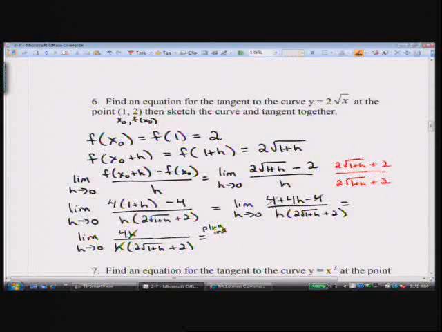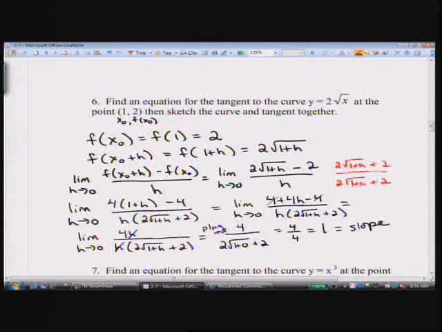And when you do the direct plug-in, plugging in 0 for h, you get 4 over 2 plus 2. 4 over 4, which is 1. So this is 4 over 2 square roots 1 plus 0 plus 2. 4 over 4, which is equal to 1. That is what? No, it is your slope, right? That is equal to your slope.